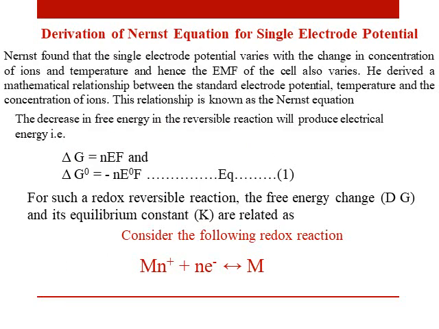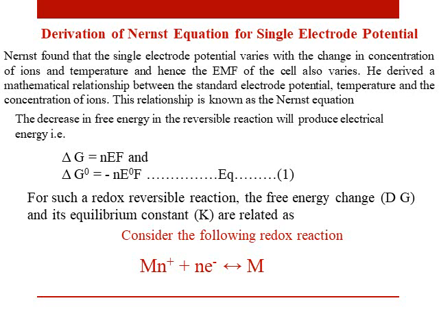Now, how to derive the Nernst equation for single electrode potentials? Nernst found that the single electrode potential varies with the change in the concentration of the ions and the temperature, and hence the EMF of the cell also varies. He derived a mathematical relationship between standard electrode potential, temperature and the concentration of the ions, and this relationship is known as the Nernst equation. From thermodynamics, the Nernst equation is the comparison of the work done thermodynamically as well as work done electrochemically.